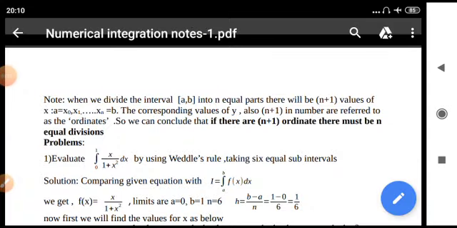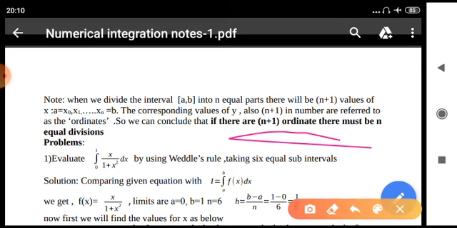Next, note, when we divide the interval ab into n equal parts, there will be n plus 1 values of x, that is x0, x1, x2 up to xn, and the corresponding values of y also n plus 1 in number. There are again n plus 1 number of values. These values are referred to as ordinates. So we can conclude that if there are n plus 1 ordinates, then there must be n equal divisions.